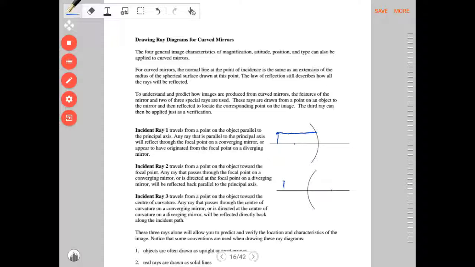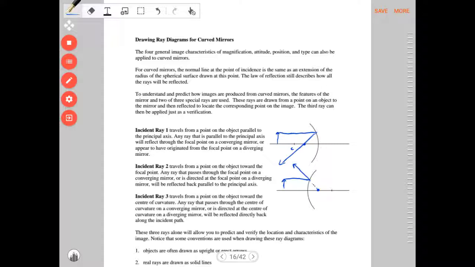So if we put the object on the diverging one, we have a ray parallel to the principal axis. On the converging mirror, this is the center, so here's the focal point halfway. Any ray parallel to the principal axis will bounce through the focal point. On a diverging mirror, it bounces out as if coming from the focal point. See, this is the dotted line, and the ray will bounce and look as though it's coming from the focal point.